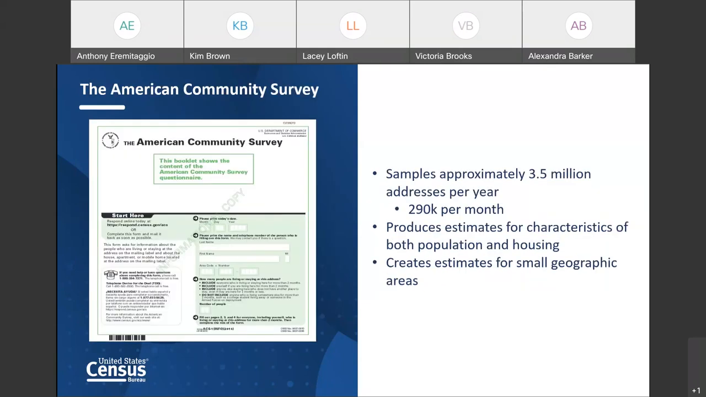We'll move on to the American Community Survey. This goes out to about 3.5 million addresses per year, approximately 290,000 a month, produces estimates for the characteristics of both population and housing, and creates estimates for small geographic areas. As I mentioned, this goes out every month. It also covers in detail statistics such as education, employment, internet access, population characteristics, and transportation.